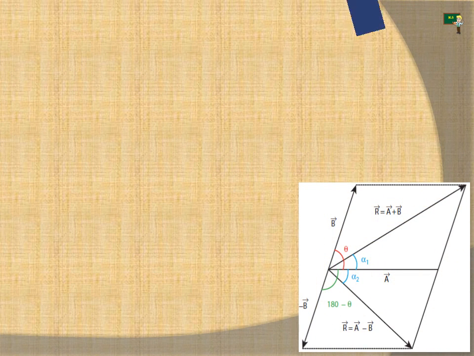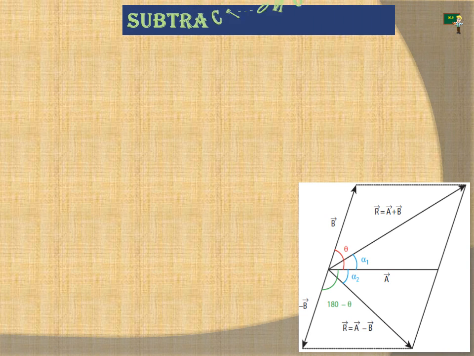Now we are going to see the subtraction of vectors. Vectors have both magnitude and direction. Two vectors cannot be subtracted from each other by the method of ordinary algebra, since they are vectors. Thus, this subtraction can be done either geometrically or analytically.